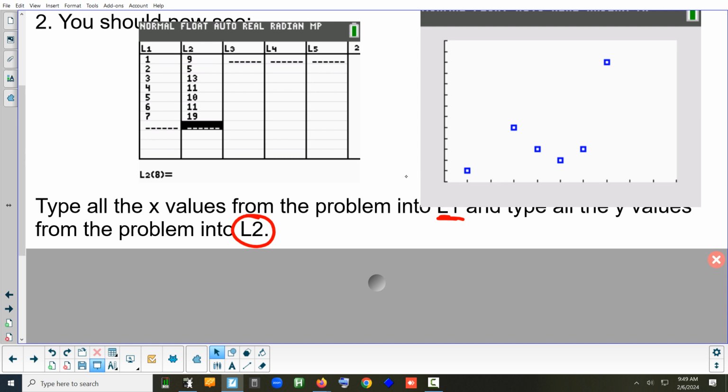Okay? Do these points, are they in a perfect line? No, so we're not going to get a great line, but we might get something kind of like that. 2 points on the line, 2 points above, 2 points below. Maybe it'll be about right there. That's just my estimate. Let's see what the calculator does.